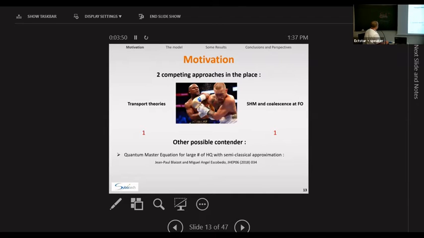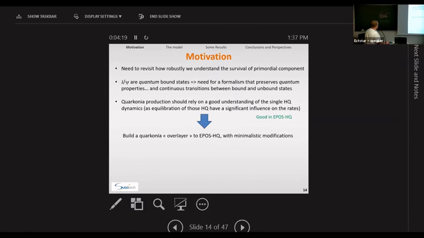And here I didn't talk about another possible contender, an approach that is deeply rooted in the theory of open quantum systems, pushed by Jean-Paul and Miguel, where you start from this open quantum system theory, and then you derive some semi-classical approximations for an evolution of the ensemble of c and c bar quarks. It's a very nice formalism, but it isn't put really into some numerical tool up to now. So this was the motivation.